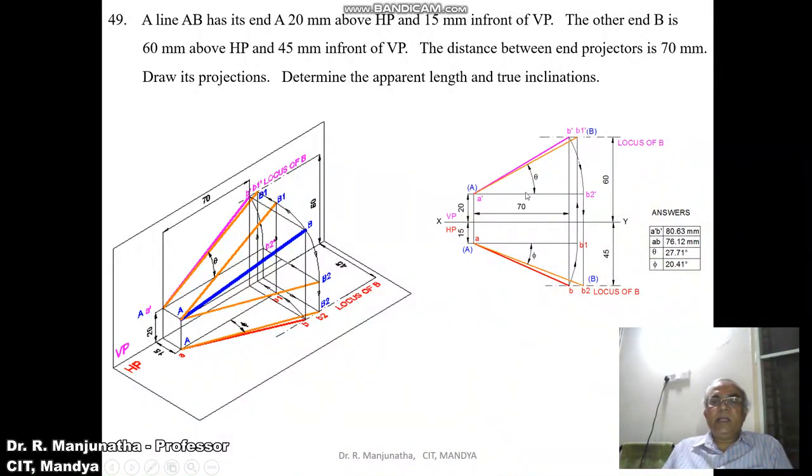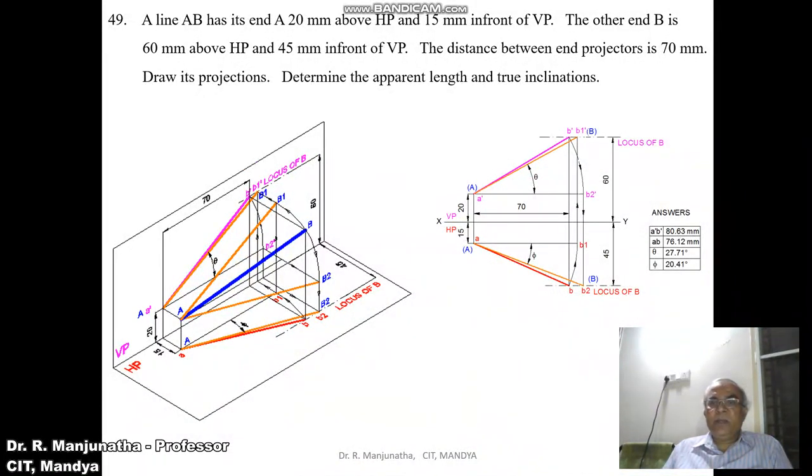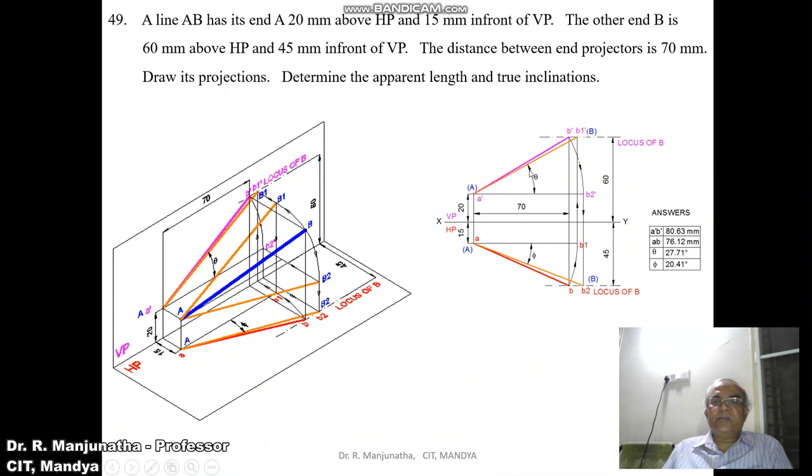Then by using the scale, you measure the distance of A dash B dash and AB. A dash B dash is 81 mm when it is done manually, and AB will be 76 mm, and by using the protractor, you measure the angle of true inclination with respect to HP, which is theta, which is 28 degrees. By using the protractor, the true inclination with respect to VP, you measure it will be 20 degrees. When you are doing it in the computer, A dash B dash is 80.63, AB is 76.12, theta is 27.71 degrees, phi is 20.41 degrees.